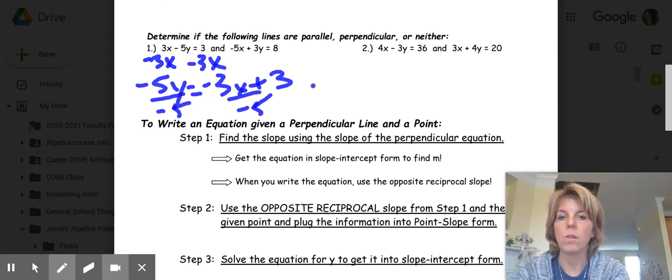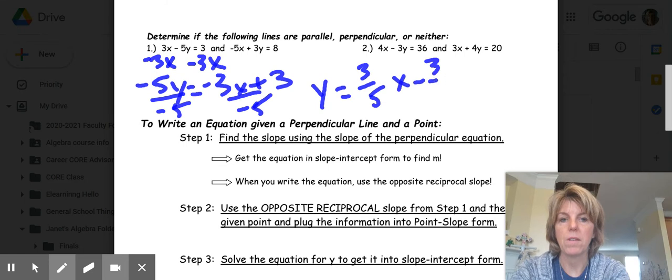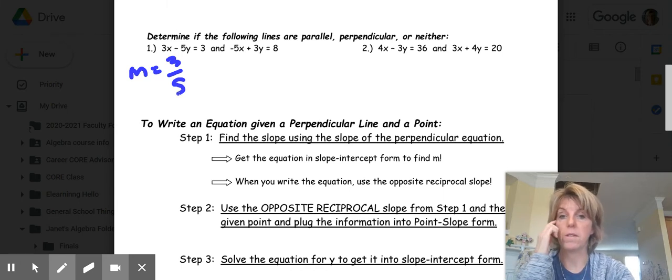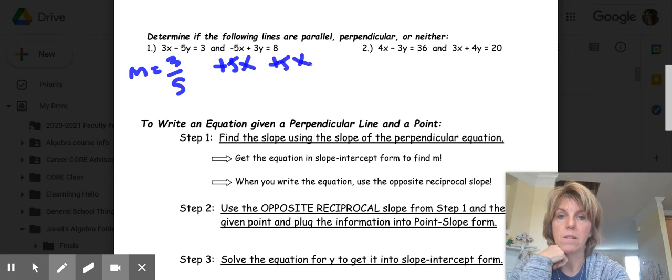And we'll get y equals 3/5 x minus 3/5. Right, so the first slope that we found for the first one is 3/5. Right, so we're going to remember that. So this one, the slope is 3/5. Right, so remember that.